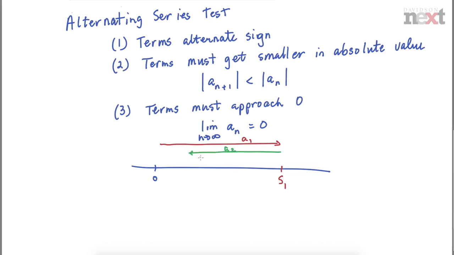There's A2, giving us S2, our second partial sum. Moving back the other way, we won't go back as far as we moved with A2, so we'll get S3. Back again, not as far, we'll get S4. And you see, as we continue this process, we will be zooming in on some sort of limit that we get closer and closer to as we add these smaller in absolute value terms to our partial sum.